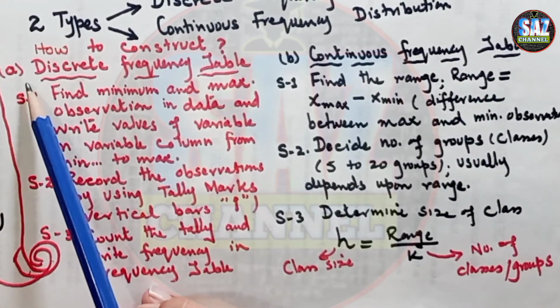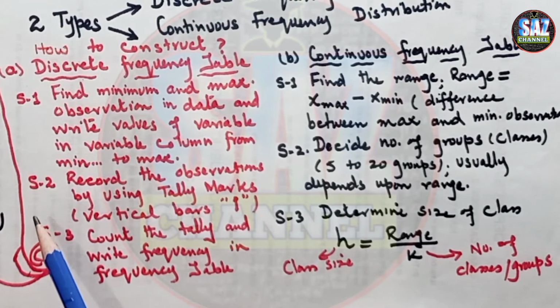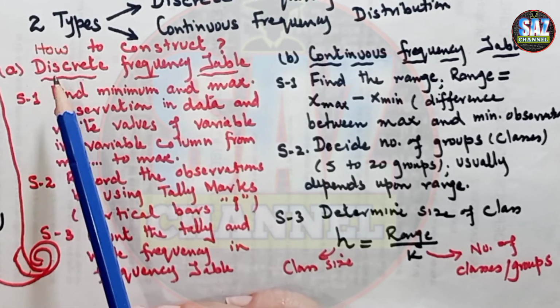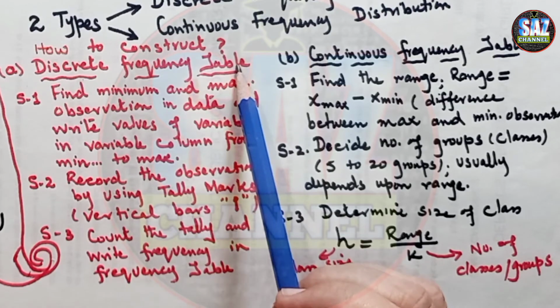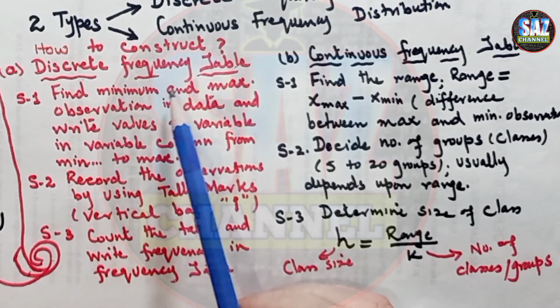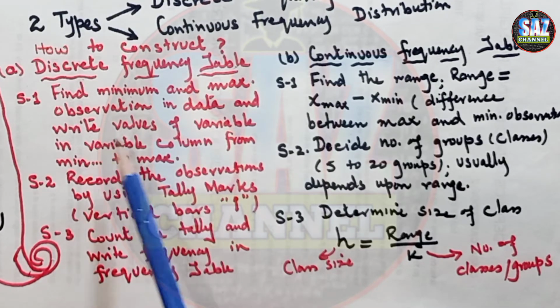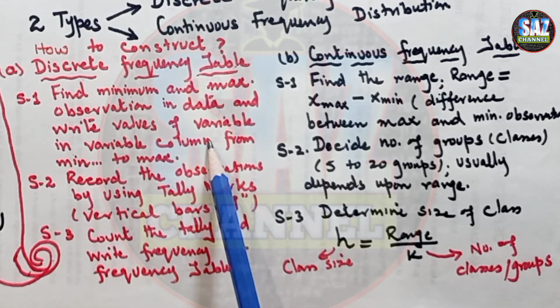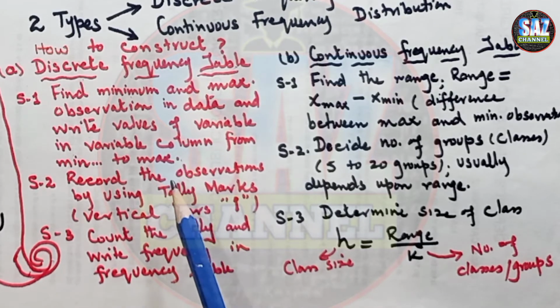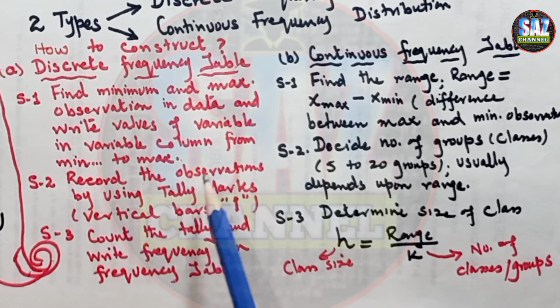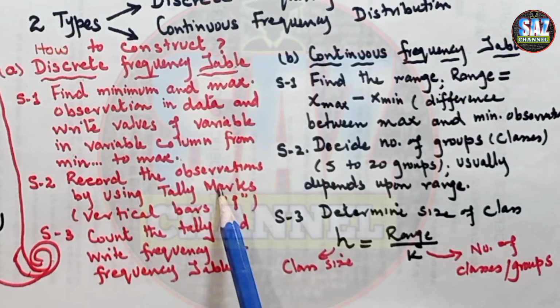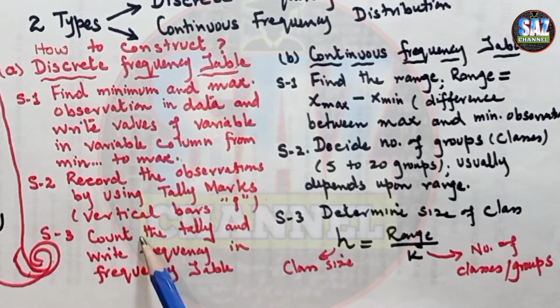Let's first try to understand three easy steps which will help us in formulating the discrete frequency table. First of all, we have to find the minimum and maximum observation in the data and write the values of the variable in the variable column from minimum to maximum. The next step is to record the observations by using tally marks or vertical bars, and then count the tally and write the frequency in the frequency table. In this way you will be able to complete the discrete frequency table.